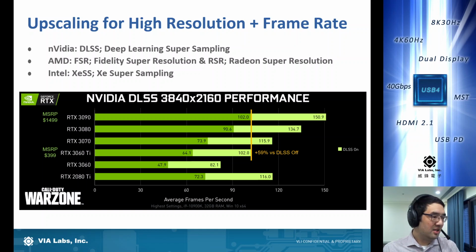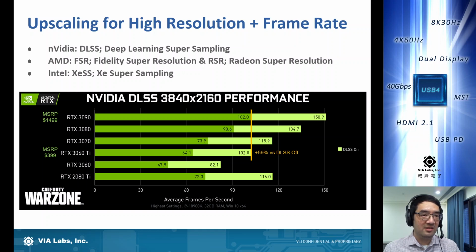Something that's interesting to note, for example, is in this particular case, for this game, Call of Duty Warzone, an RTX 3060 Ti, if you enable the DLSS technology, you can get around 102 average frames per second. And that's basically equivalent to what the RTX 3090 can do without the technology. So you have this $400 card and you turn on this magical switch and you can actually meet the native performance of a $1,500 graphics card. So we think that's pretty amazing.